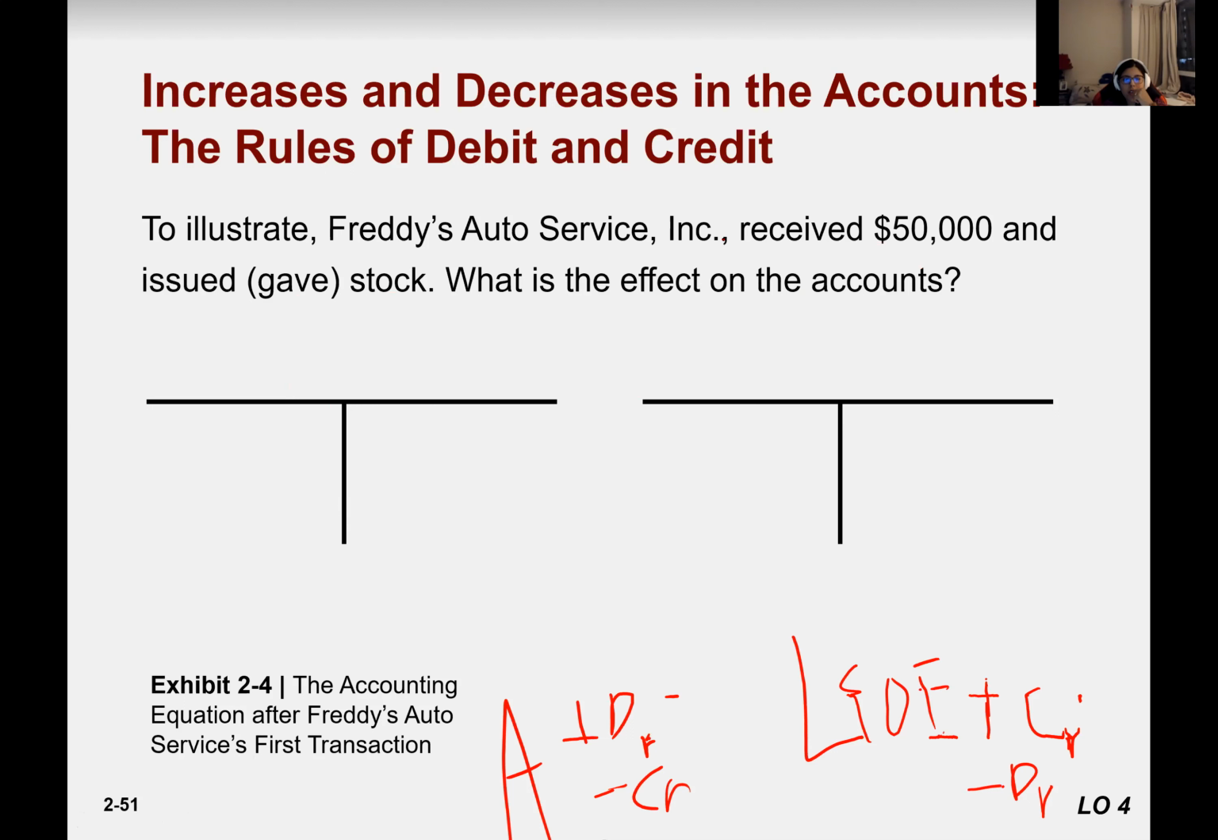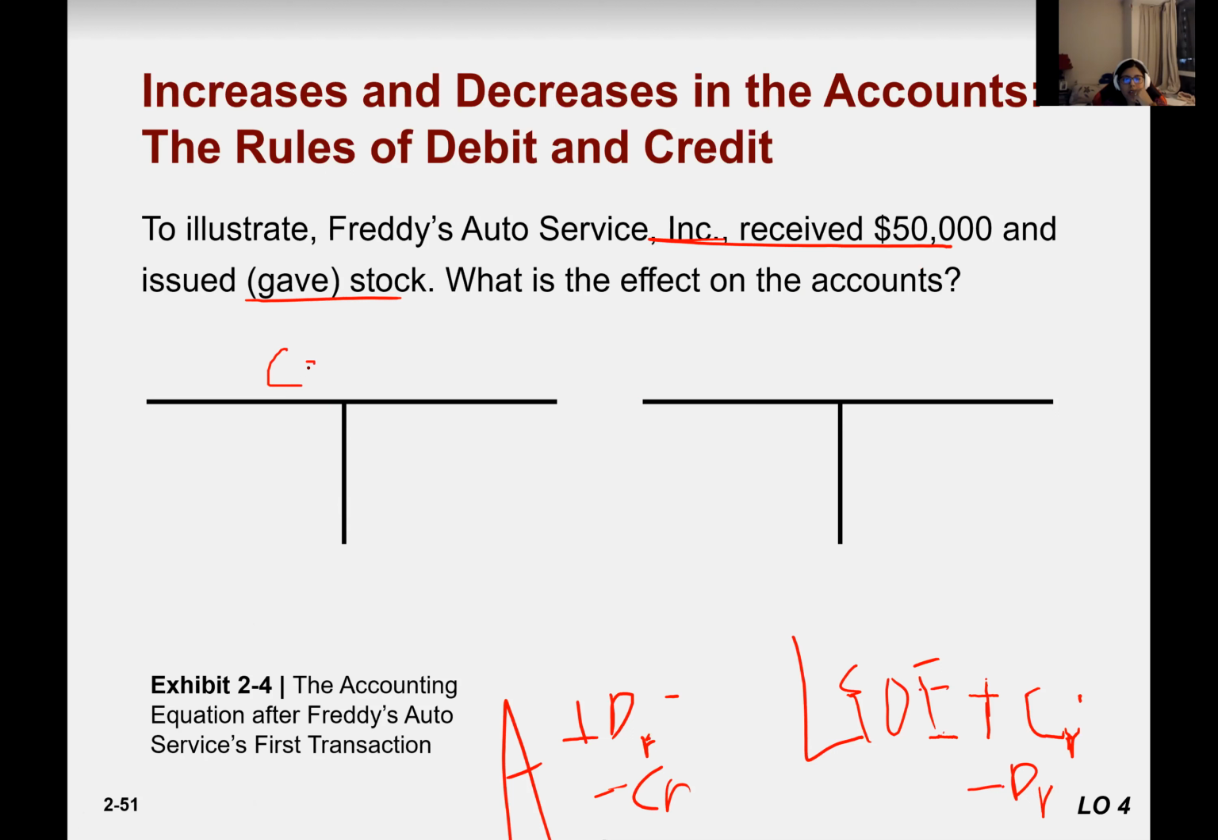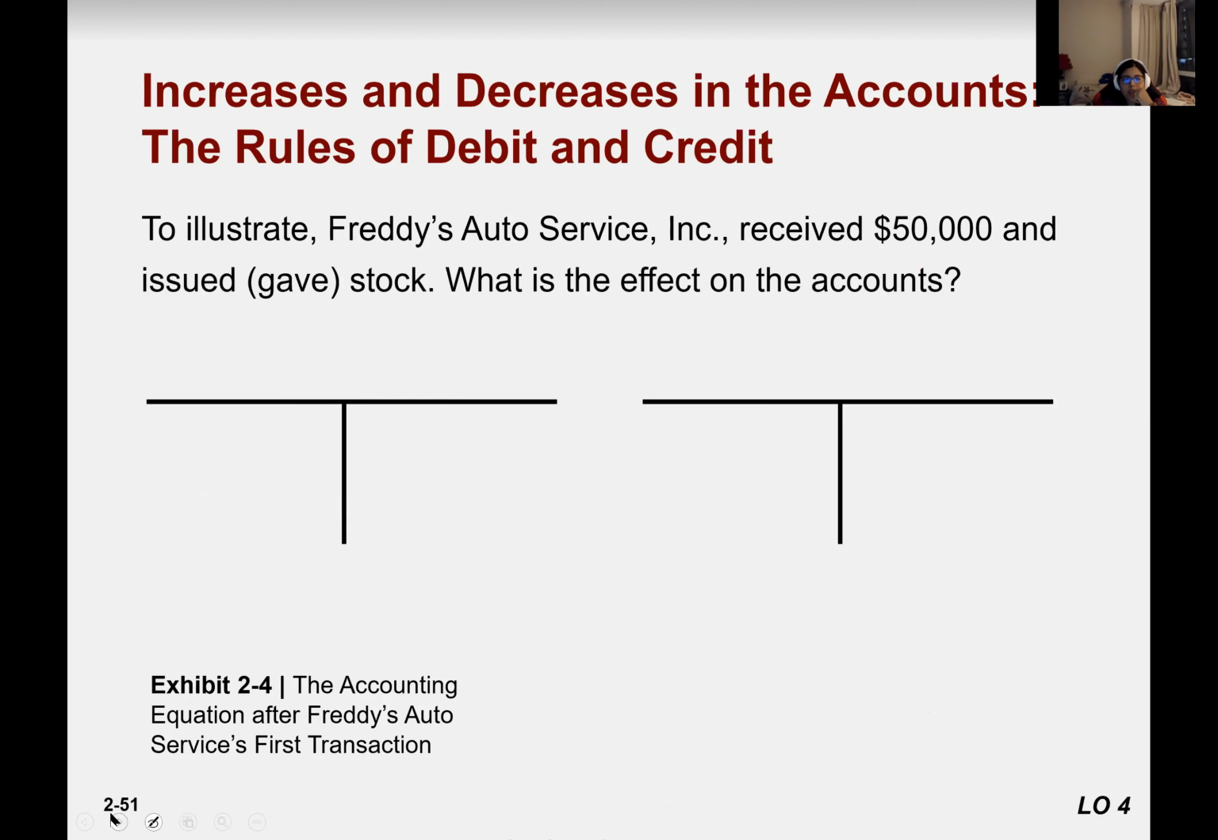With business received cash and issued common stock. So Friday Auto Service received cash. Cash belongs to asset categories. So first of all we write it down. We make a T account. We make a T, write down the name here, Cash. This is DR. This is CR. Cash increase, debit. So we write it down on the debit side: 50,000.